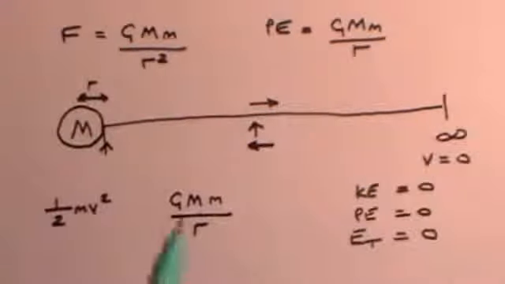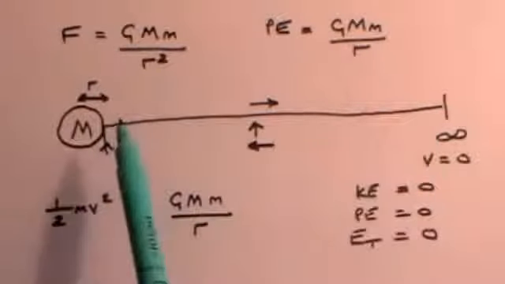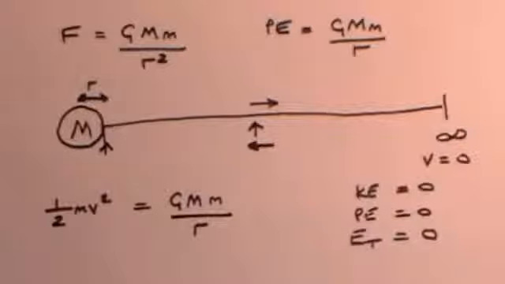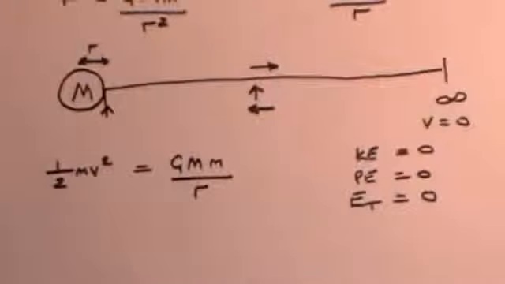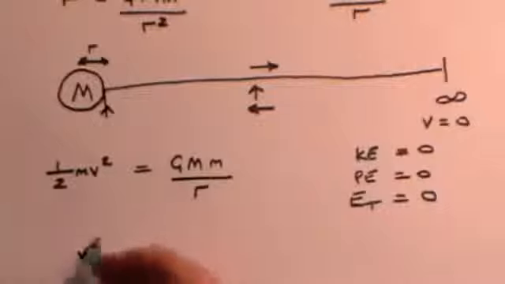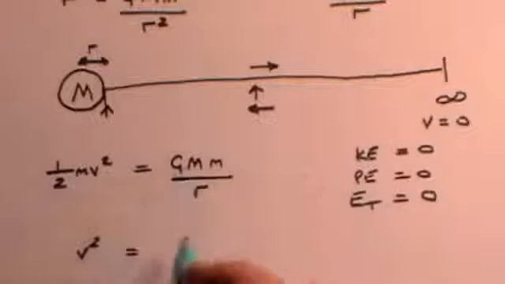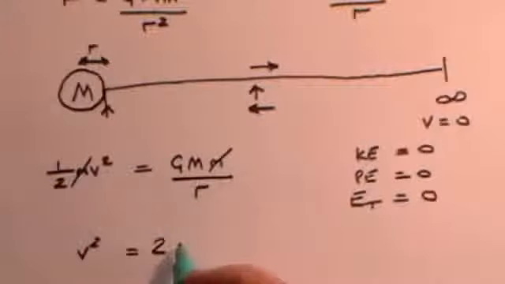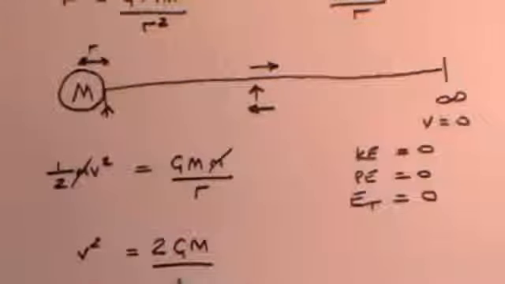And since we've said that at all times these two have to be equal, because the sum of the two is 0, then we have this equation. And we can simply rearrange that to show that v squared is equal to, bring this 2 up here, 2, the m's incidentally cancel, so this now becomes 2GM over r.